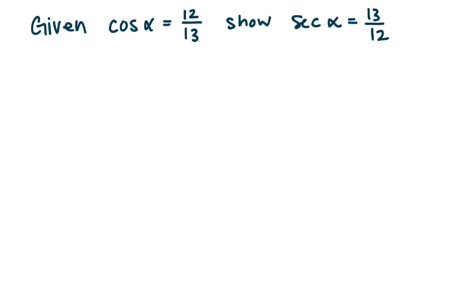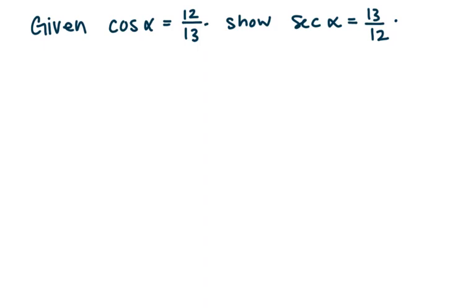Welcome back. We're going to continue talking about some basic trig ratios. We're going to do two more examples. Here, we're going to start with cosine alpha being 12 over 13, and we're going to show that secant alpha equals 13 over 12 using definitions.